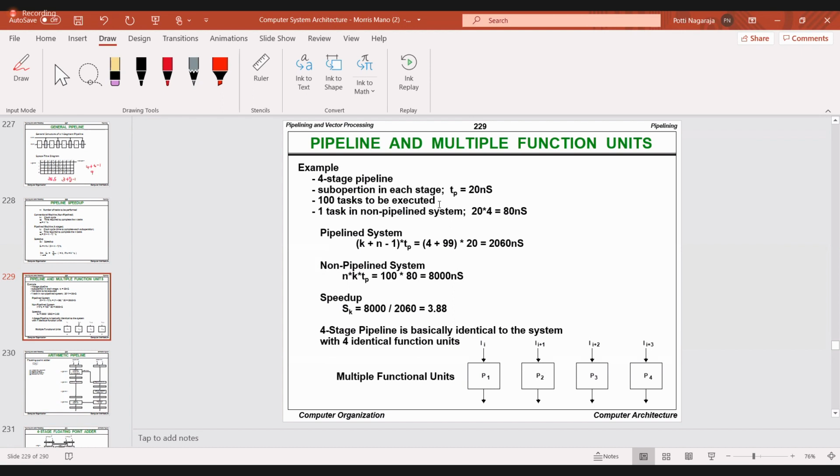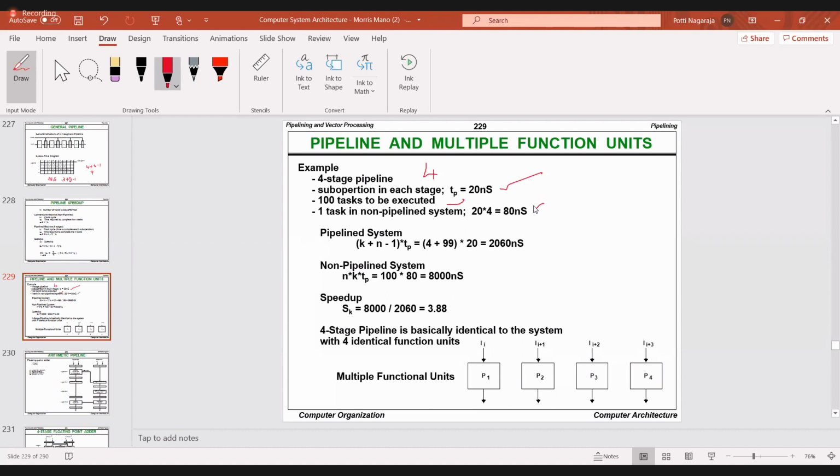So what is the answer for this? First, it is a 4-stage pipeline, so the number of segments is 4. Each sub operation is completed in 20 nanoseconds. Totally how many tasks? 100. To execute one task in non-pipeline, because you have 4 stages and each operation is 20, the answer is 80 nanoseconds.